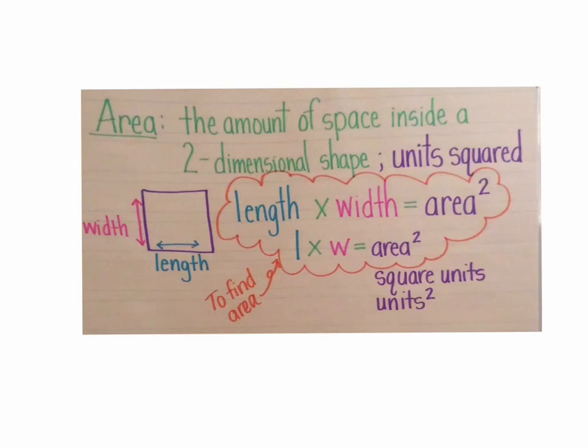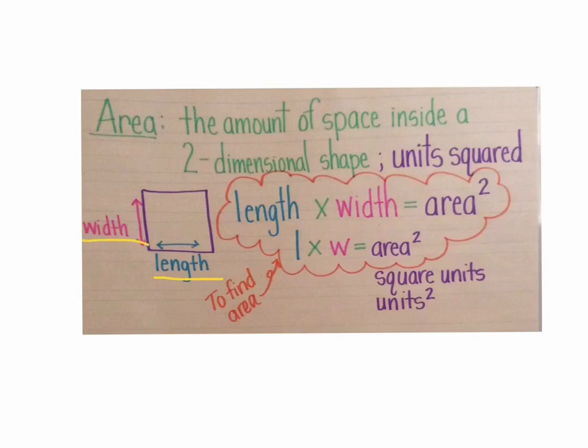All right, so we are starting to learn about volume. The first thing we want to do is remember what we know about area. Now, area is the amount of space inside a two-dimensional shape. And it's two-dimensional because we can only see two of the components of that. So we've got our length and we've got our width.